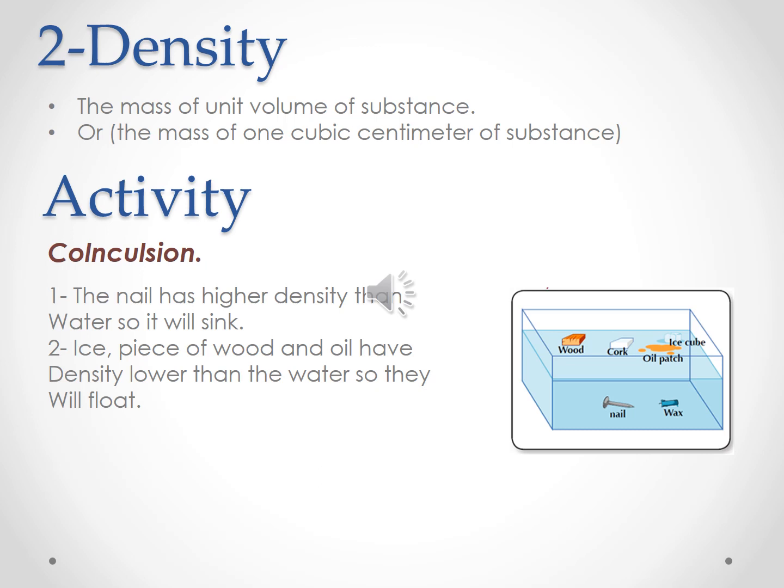So the materials which have higher density than the density of water will sink in the water, such as the iron nail and the metallic coin. And the materials which have lower density than the density of water will float on its surface, such as wood, cork, ice, and a drop of oil.